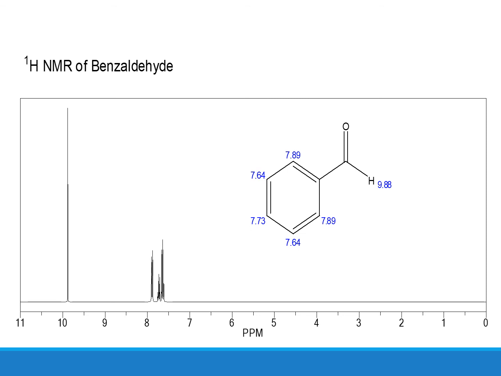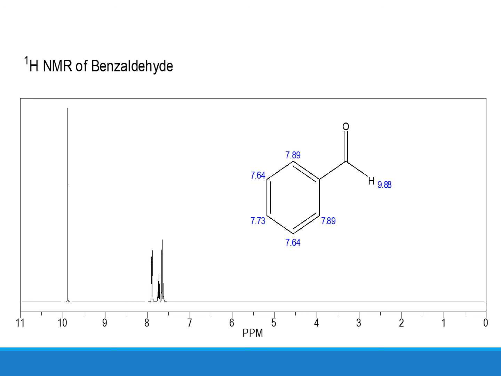NMR spectrum of benzaldehyde. In benzaldehyde, the carbonyl carbon is a very strong electron withdrawing substituent for the benzene, and it also affects the magnetic and electronic properties of the hydrogens in the benzene ring.